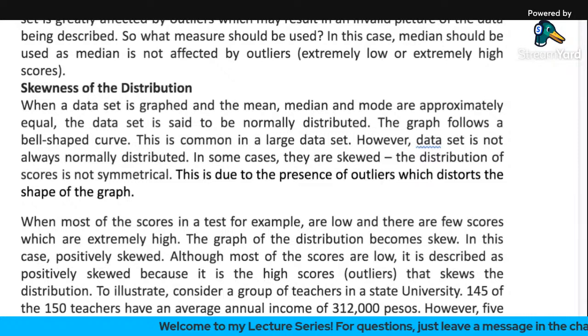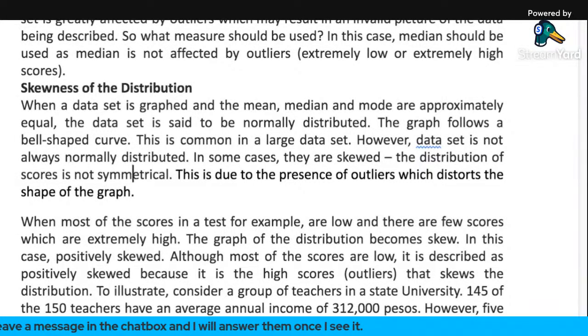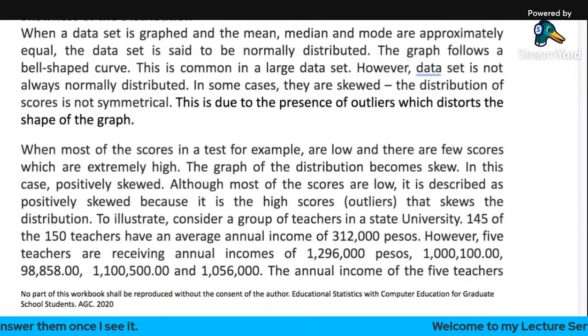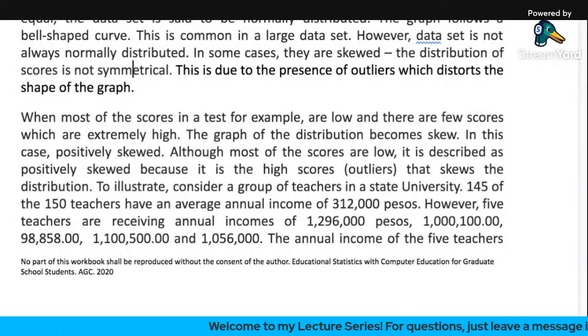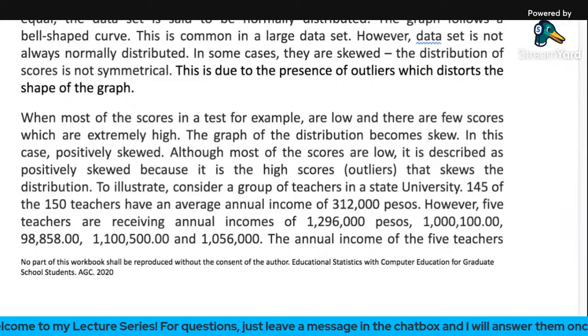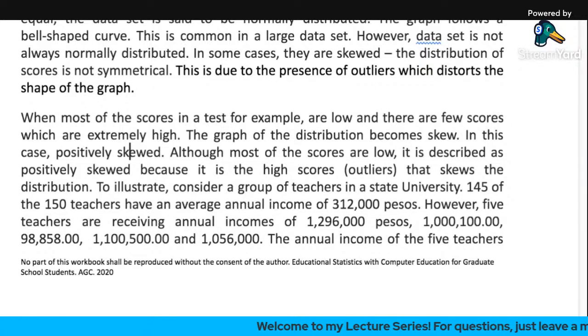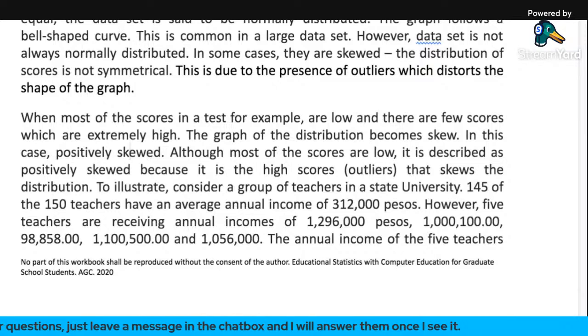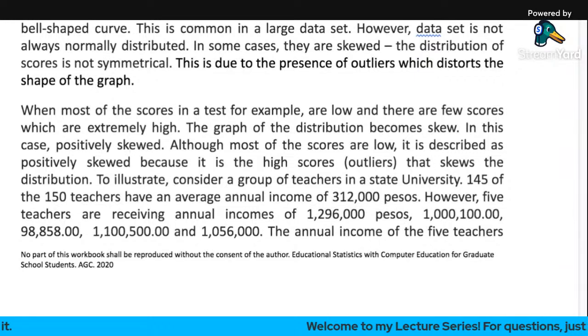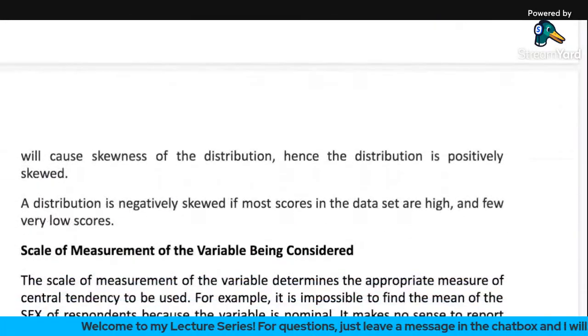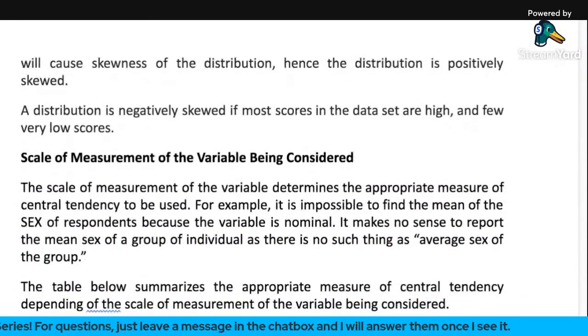So the data is not always normally distributed, okay? In some cases, they are skewed. When we talk about skewness, the distribution of scores is not symmetrical, okay, because of the presence of outliers, which distorts the shape of the graph. When most of the scores in a test, for example, are low and there are a few scores which are extremely high, then the graph of the distribution becomes skewed. In this case, positively skewed. Kung mas maraming mabababa, tapos may mga ilan na mataas, then positively skewed yung graph ng ating distribution. Okay? Na kung yung kabaliktaran naman, maraming matataas, and then may mga konting mababa, then magiging negatively skewed yung ating distribution. Okay? So, yun yun. Negatively skewed and positively skewed.